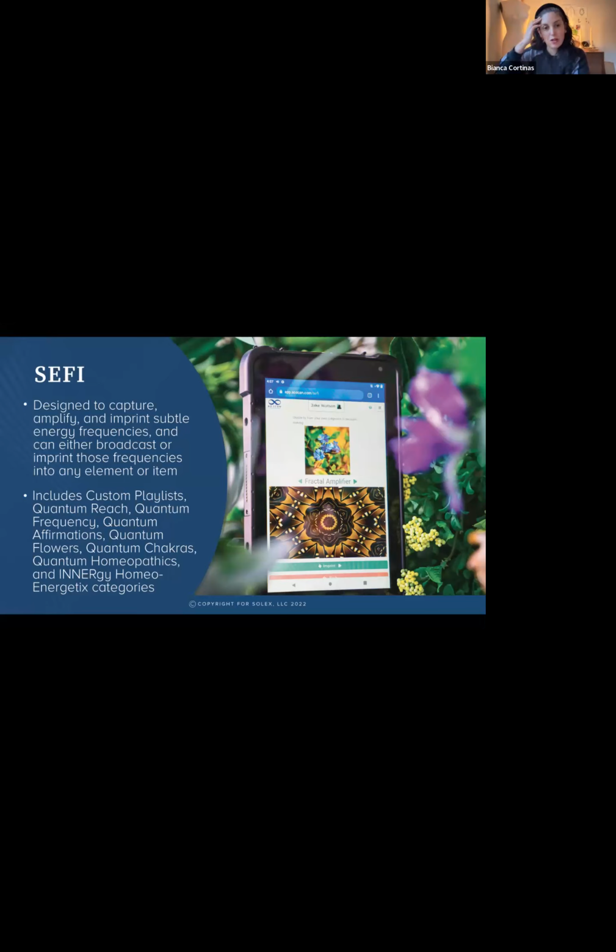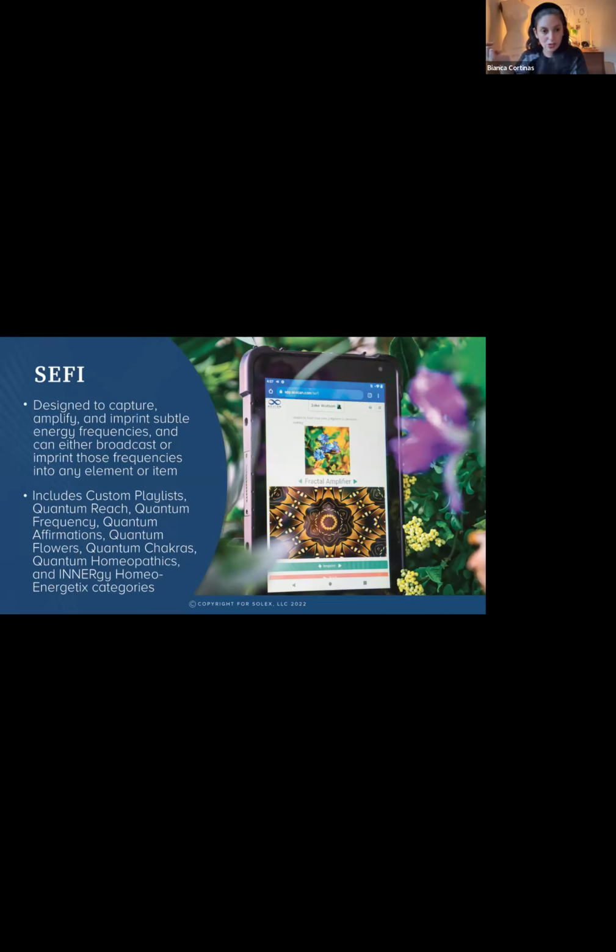So what's included in the Cepheid is that you can create custom playlists, and that's probably what you did, or you've done that before, right? Yes, I actually have a custom playlist for a couple of things: for my daughter, for me, for my environment when I travel.